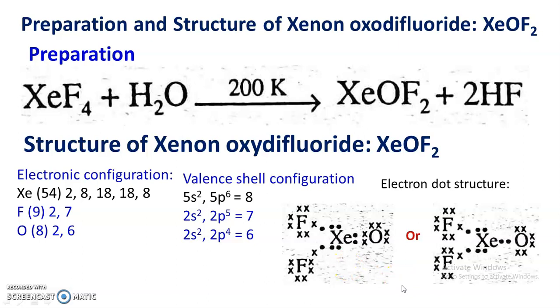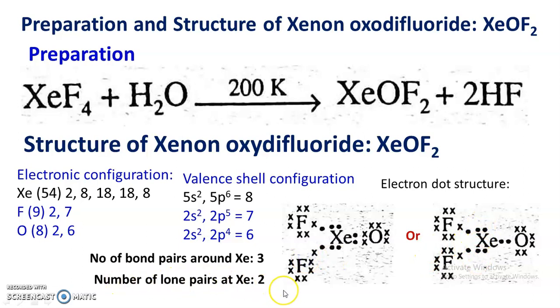So as per VSEPR theory, a double bond is treated as a single bond, and therefore the number of bonding pairs is 3: 1, 2, 3. So there are 3 bond pairs around the xenon, and the number of lone pairs is 2: 1 and 2. So the number of lone pairs at xenon is equal to 2.